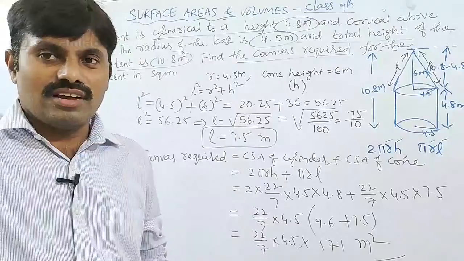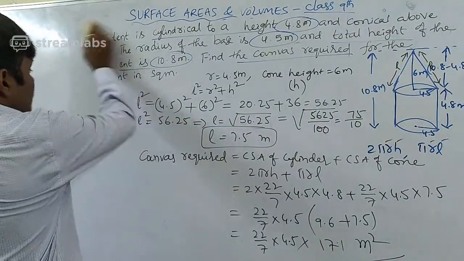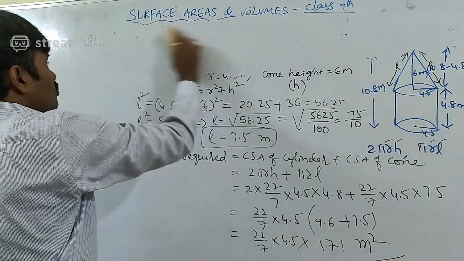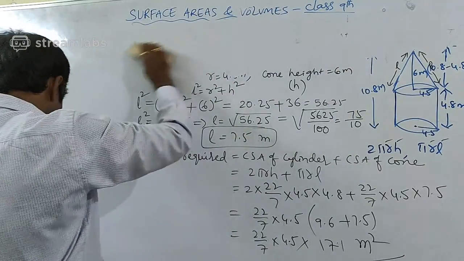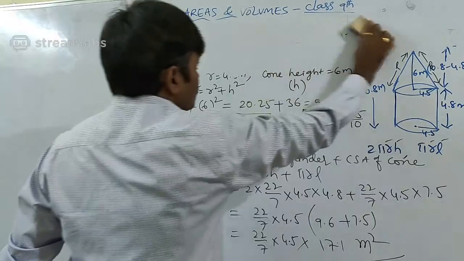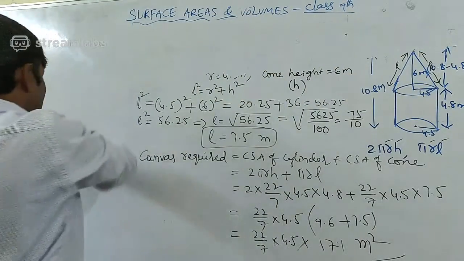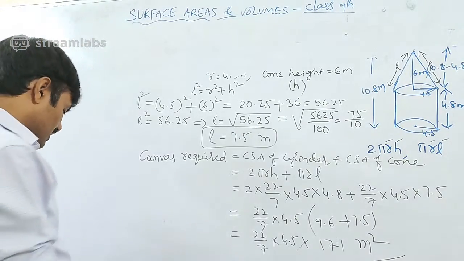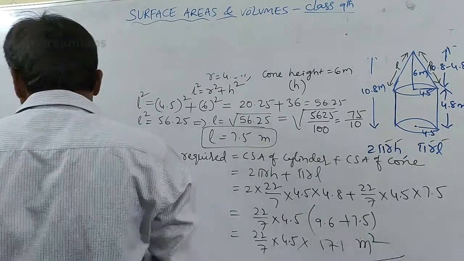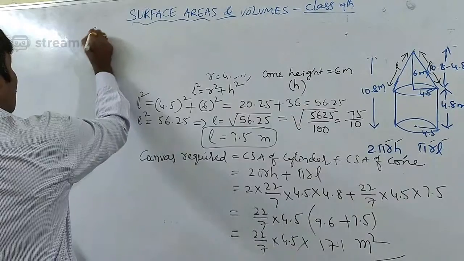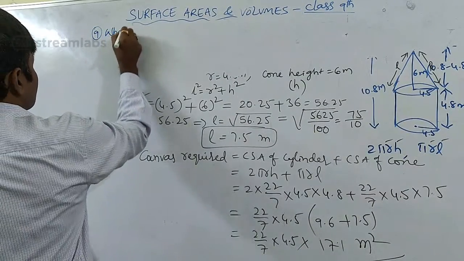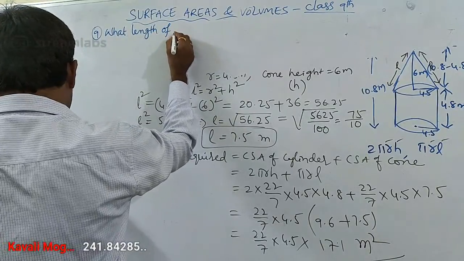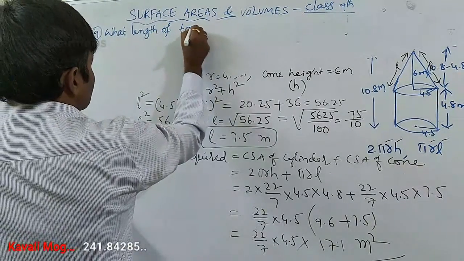So did you get the answer? Please tell me the final answer. Here drawing the figure is also most important. Now what I am going to write is the most important question, question number 9. Question number 9 is most important here. What length of tarpaulin? 3 meters.